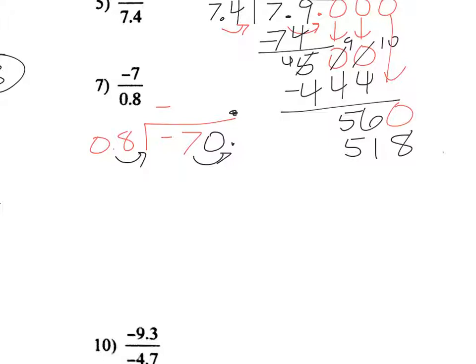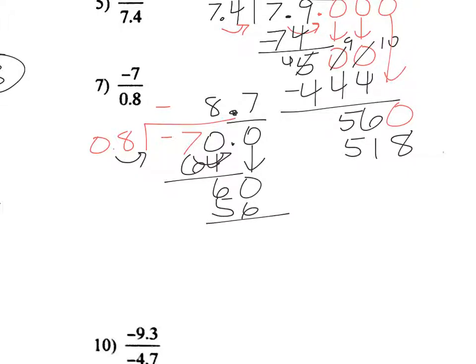8 goes into 70. It's what? 8 times would be 64. Subtract that, I get 6. Add a 0, bring that down. 8 goes into 60. 7 times, 56. Subtract, that's 4. Bring another 0 down. 8 goes into 40 5 times, and I get negative 8.75.